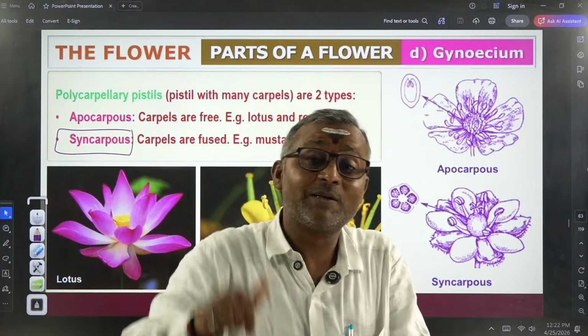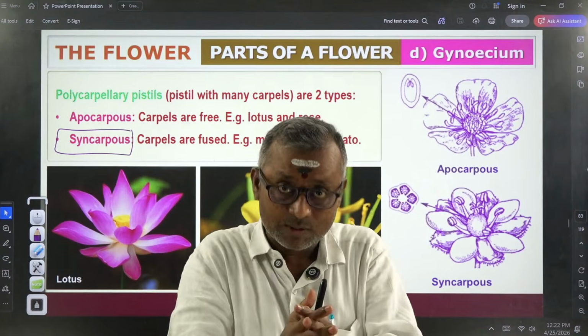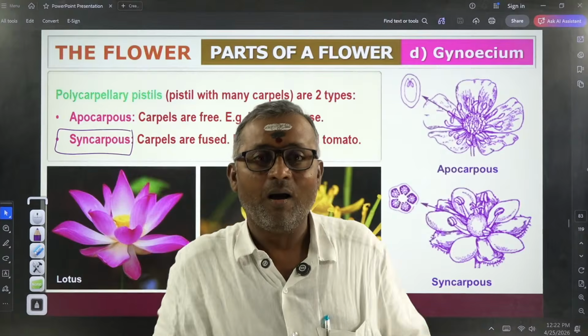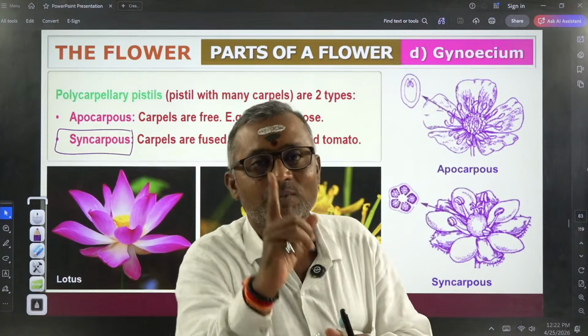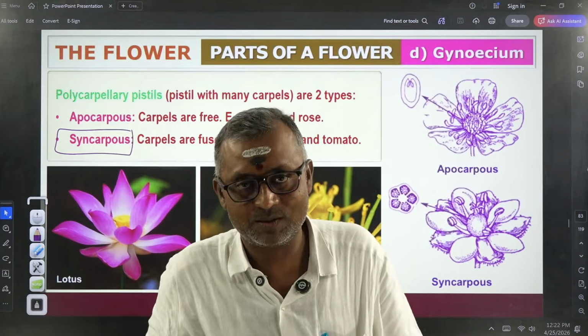Understood? But in hibiscus, what happened? All these 5 ovaries of 5 carpels are fused and become one ovary. All the 5 styles are fused and become one style. But stigmas are free there, like you can find 5 stigmas separately.